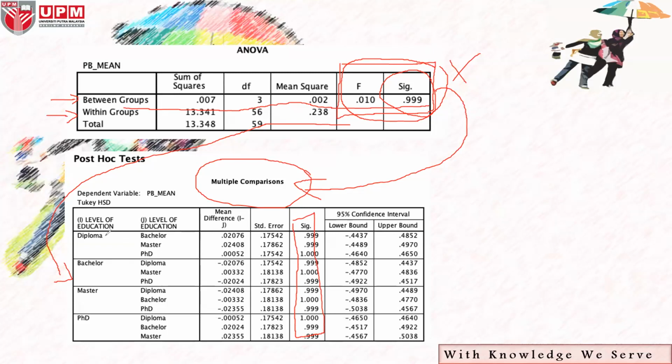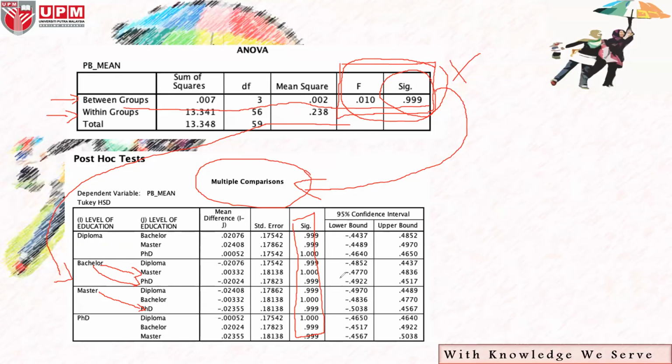Okay, if we look here, diploma and bachelor is not significant. Diploma and master does not significantly differ. Diploma and PhD is also not significantly different. Bachelor and master, there is no significant difference. Bachelor and PhD is also not significantly different. Next, master and PhD, no significant difference.